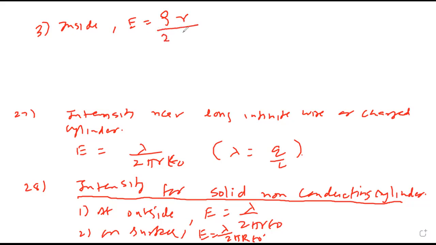Rho r upon 2 epsilon naught, rho is charge upon volume. Look carefully at this inside formula, it is directly proportional in both cases, whereas in all the others inverse comes. Copy.